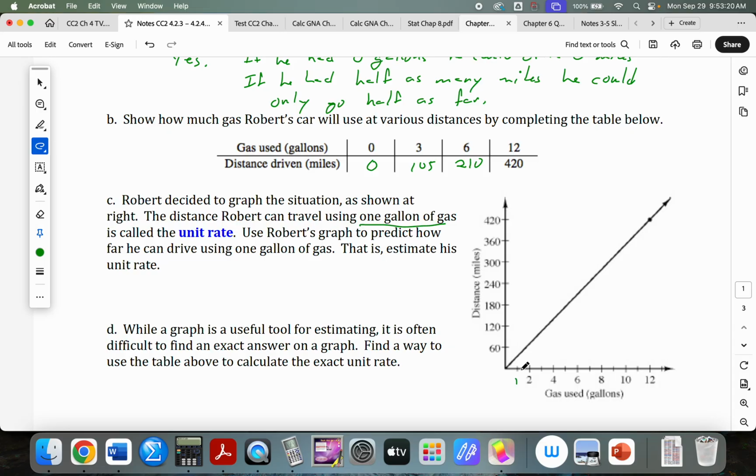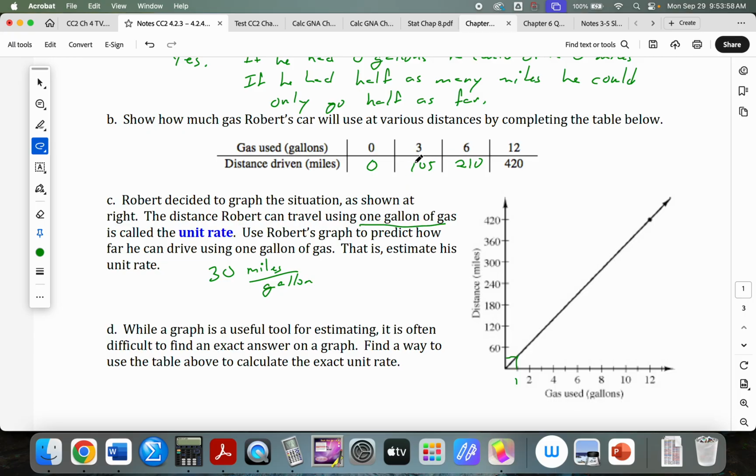So if we're at 1, what does that look like it's about? 30. Looks like it's about 30. And that would be 30 miles per gallon. So from the graph, it looks like it's about 30. Turns out it's not exactly 30.